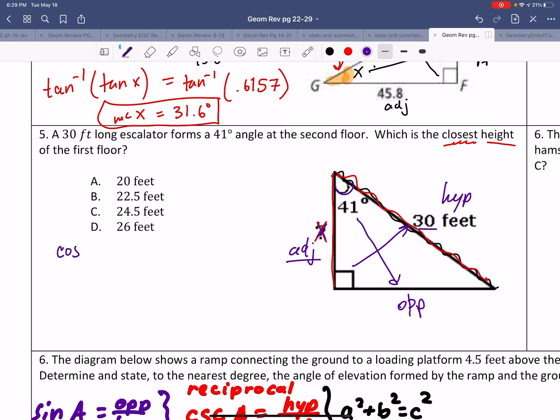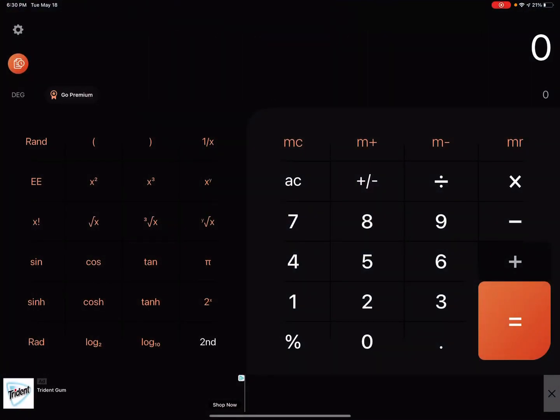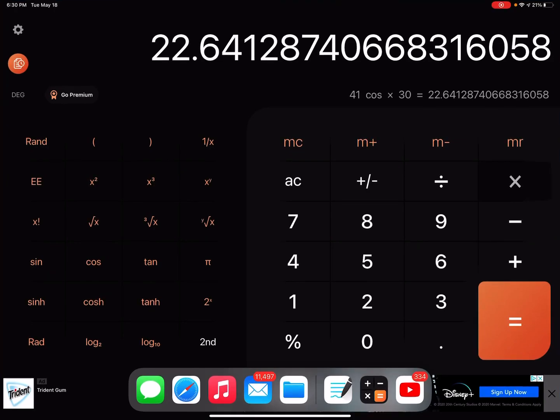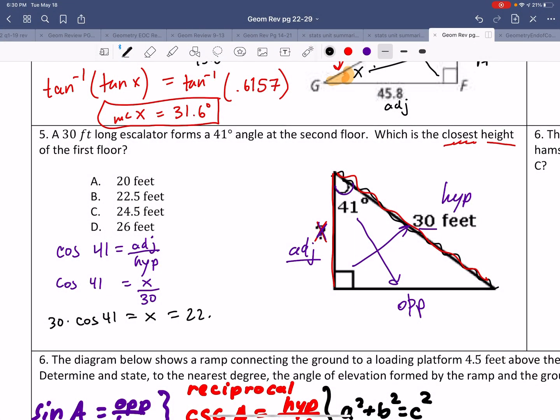So we have 30 to plug in for the hypotenuse and X to plug in for the adjacent. So I'm going to pick cosine. The cosine of 41 is adjacent over hypotenuse. So the cosine of 41 is X over 30. So moving that 30 on up, we can find our answer by taking the cosine of 41 times 30. I get 22.6. And this is pretty close. So that's our answer. It says it's just not going to be an exact answer. We pick the one that's closest.